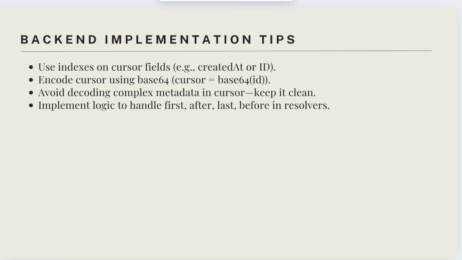Here are some backend tips for implementing cursor based pagination. Use a stable indexed field for the cursor, like created at or a globally unique ID. Encode cursors using base 64 so they are opaque to the client. This avoids leaking sensitive structure.